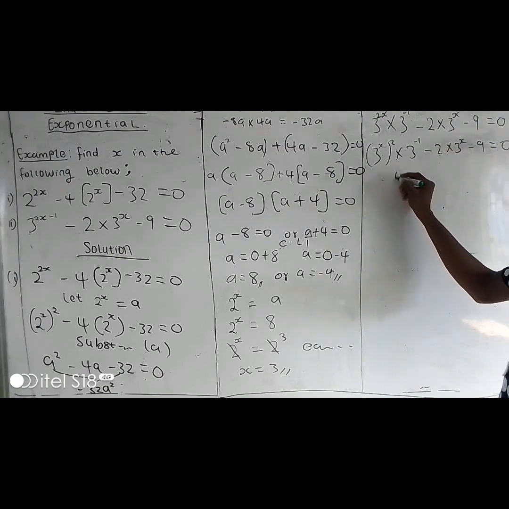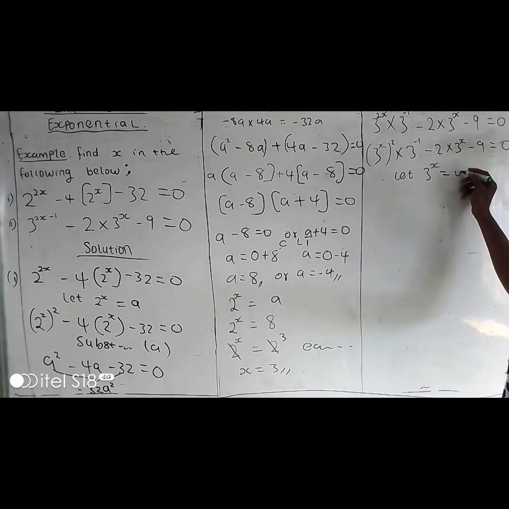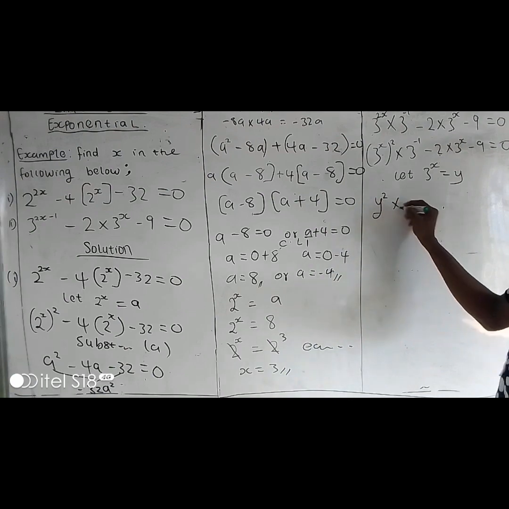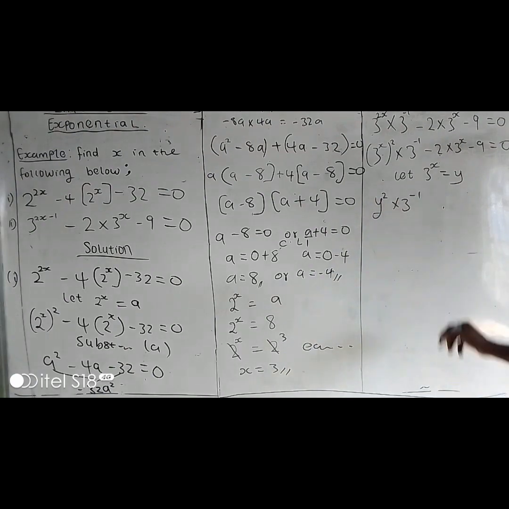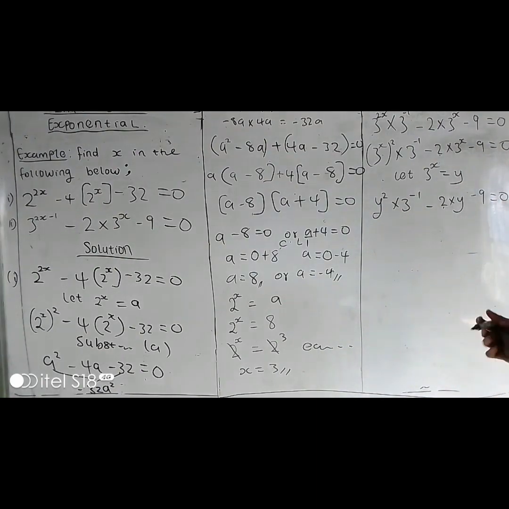Then from here we'll say let 3 raised to the power x be equal to what? Let's use y this time around. So y raised to the power 2 multiplied by 3 raised to the power minus 1, minus 2 multiplied by y, because we're bringing this into y, then minus 9 is equal to 0. So this is now becoming very easy for us.